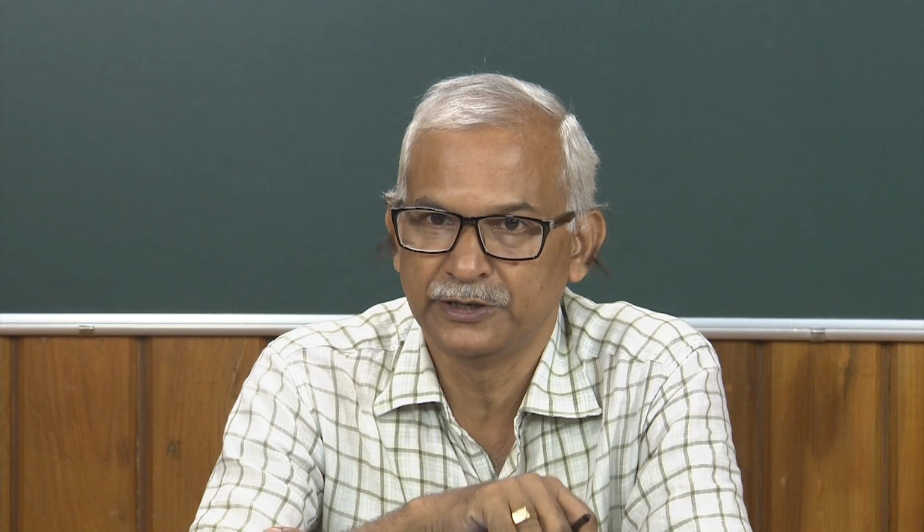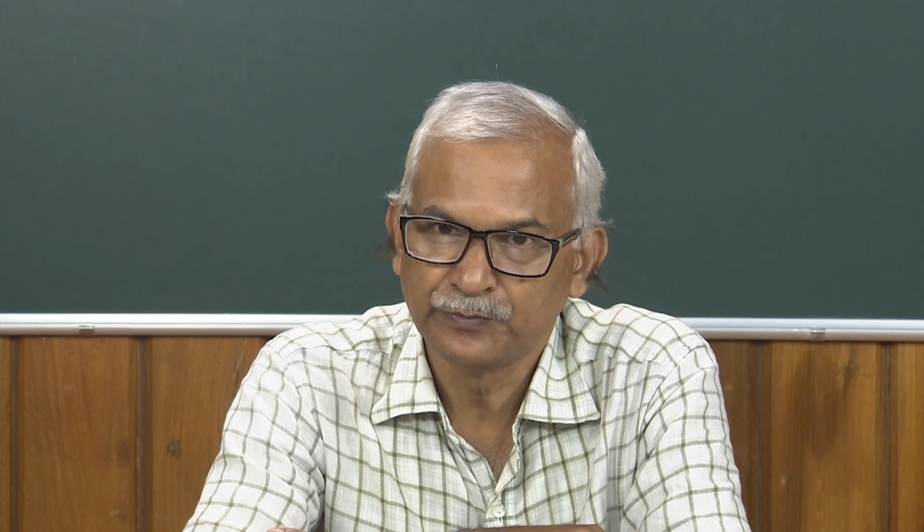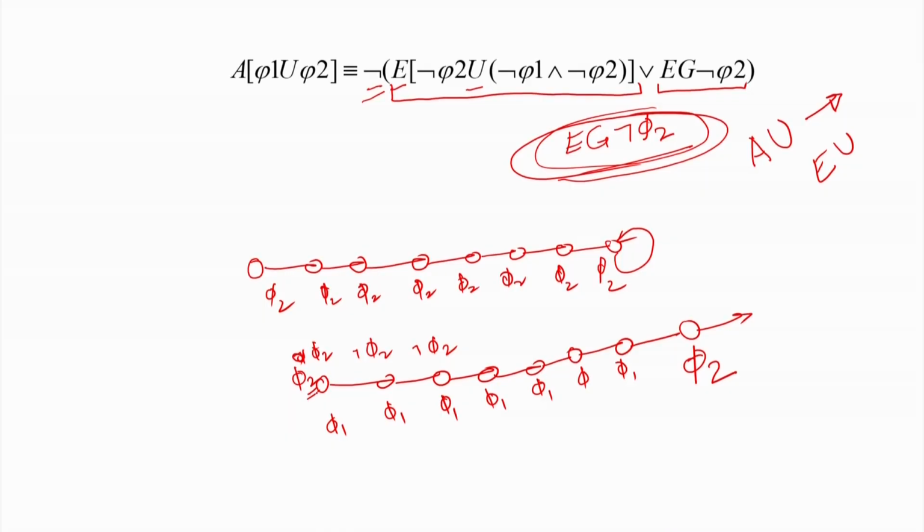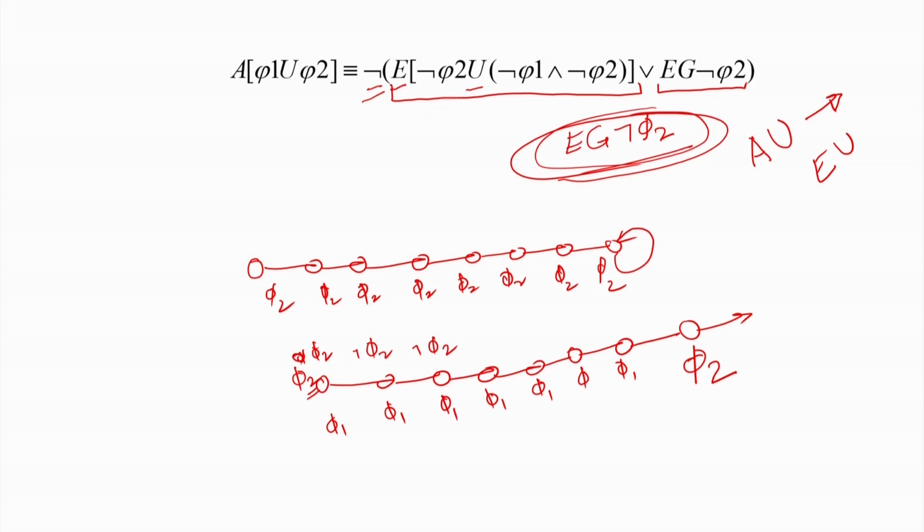So, in this particular semantics, the way we are defining the semantics, we are considering that the future includes the present scenario also, the present state. So, if phi 2 is true over here, then phi 1 until phi 2 is true at that particular point. So, that is why it says not of phi 2 until not of phi 1 and not of phi 2, if there exists some sort of path, and then phi 1 until phi 2 may become true.